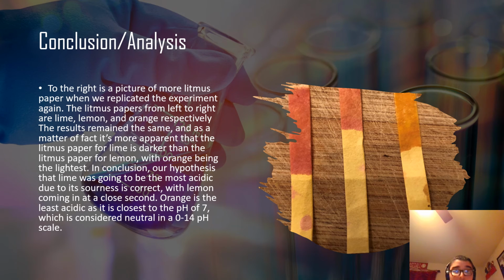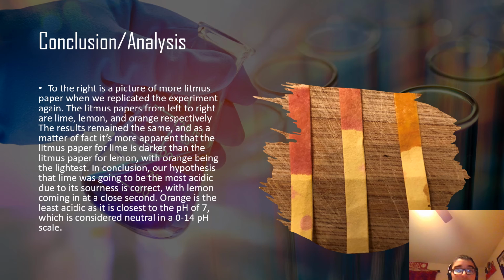Now, before we did the conclusion and analysis, we did the experiment completely again. And to the right, it shows the results of that second experiment. From left to right, we have the litmus papers for lime, lemon, and orange, respectively. And it actually confirms our results from the last slide. Lime has the lowest pH, so it's the most acidic. Lemon has a pH close to lime, but a little bit higher, because it has a slightly lighter hue to it, an orangey hue, as a matter of fact.